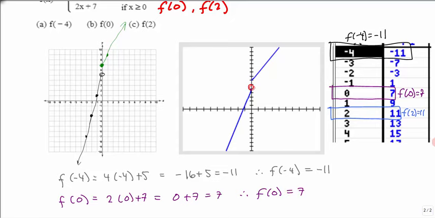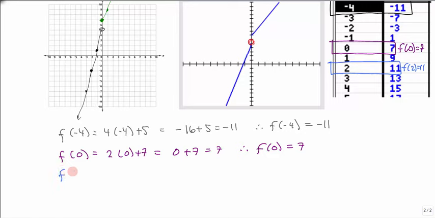And then our last one, f of 2, and again that goes into the bottom one as well because of the domain restriction. So I have 2 times 2 plus 7. 2 times 2 is 4. 4 plus 7 is 11. So there we have f of 2 equals 11. So again, all of these values agree with the table and by hand. So it's a really nice way to go ahead and check your work to verify that your solutions are correct.